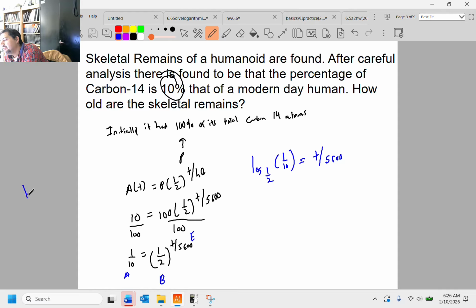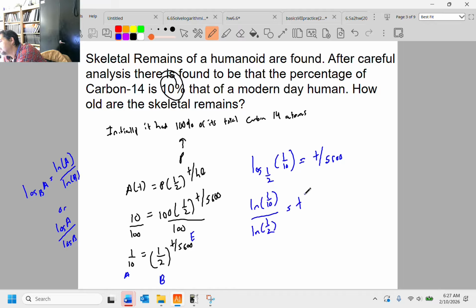Now, hopefully you know change of base. A log, base B, argument A, can be pushed buttons in a calculator by doing ln of A over ln of B, or log of A over log of B. You just pick your poison. I like ln. So this side right here is going to become the natural log of 1/10 divided by the natural log of 1/2. And it's still equal to T over 5,600.